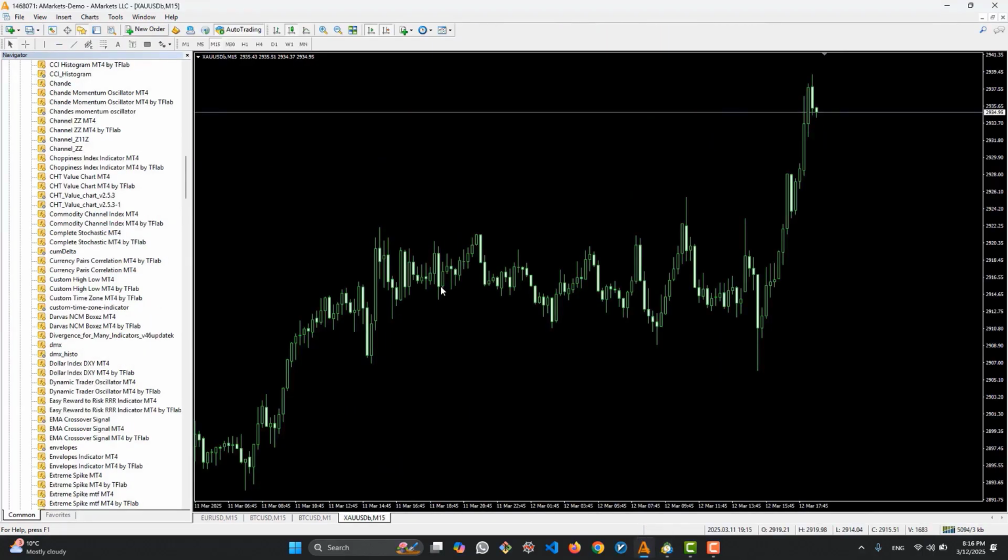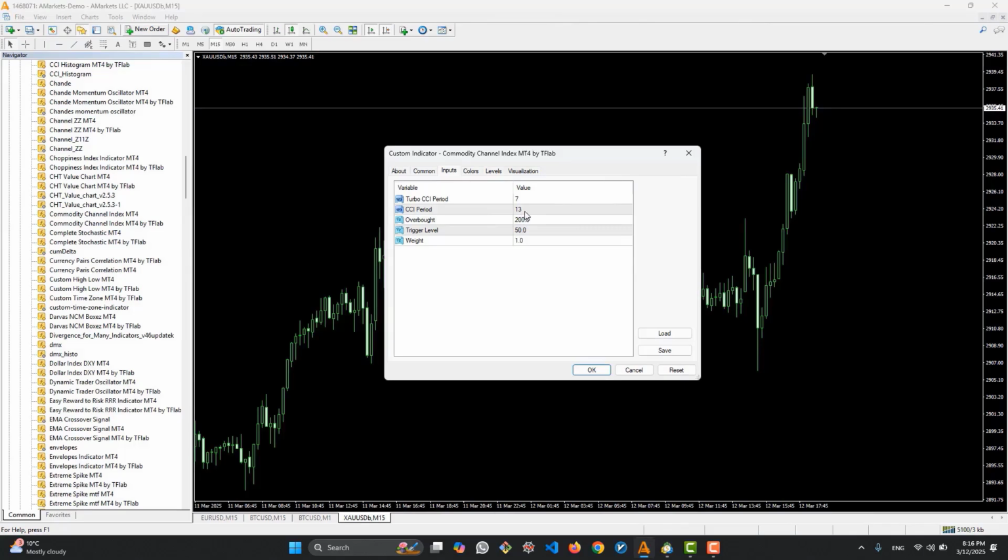You can also use the MT4 version of this indicator on the MetaTrader 4 platform. As you can see, the settings and inputs of this indicator in the MT4 version are exactly the same as in the MT5 version.